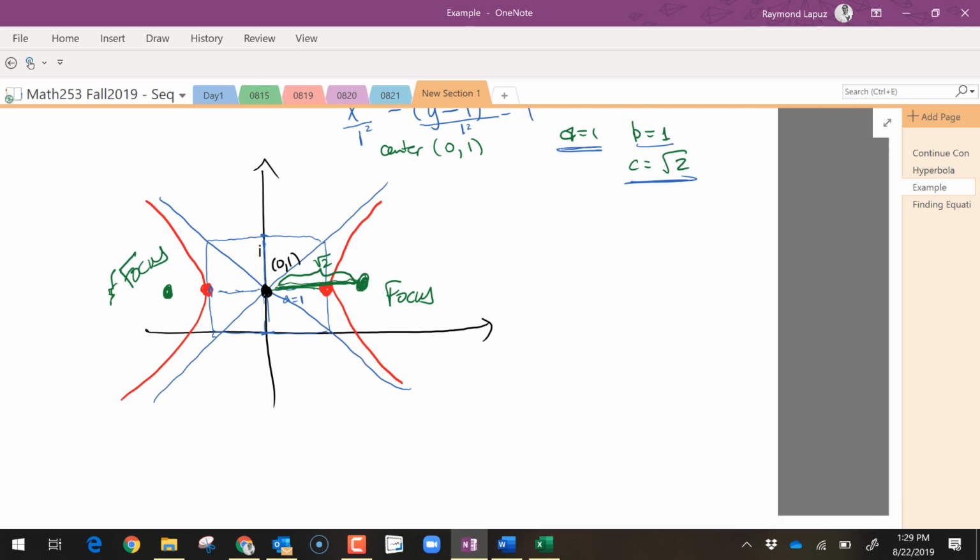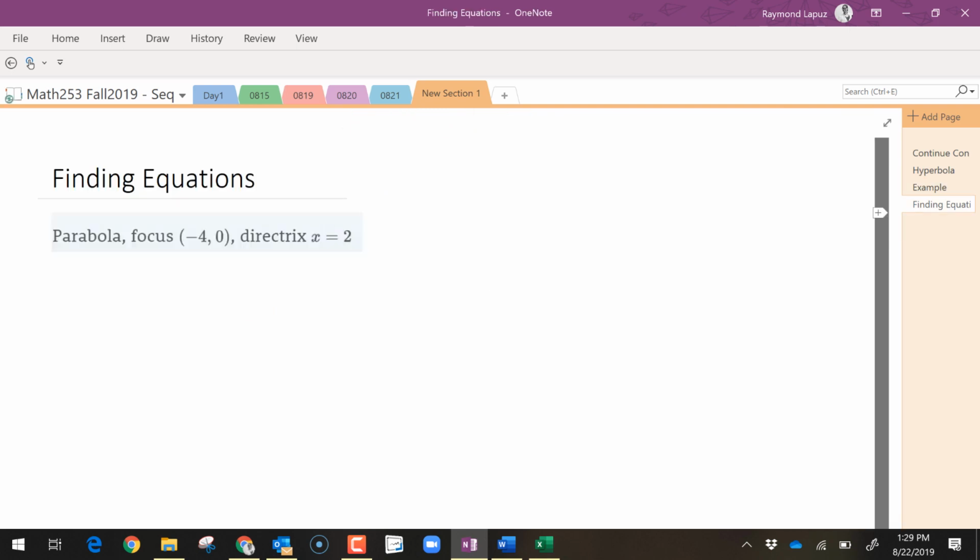All right. So back to our finding equations. We want to find a parabola with a focus that looks like -4, comma 0 and a directrix of x is equal to 2. So directrix is x is equal to 2. Let me just try to sketch that out to get some idea of how I might want to approach this.